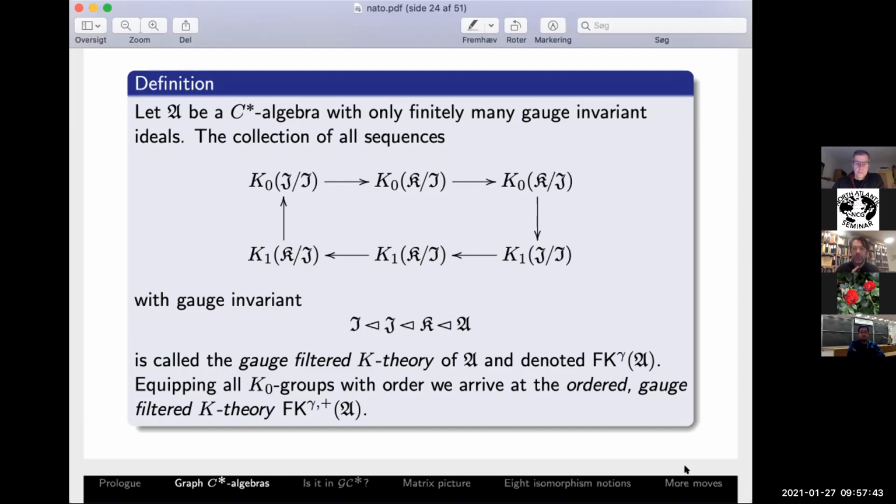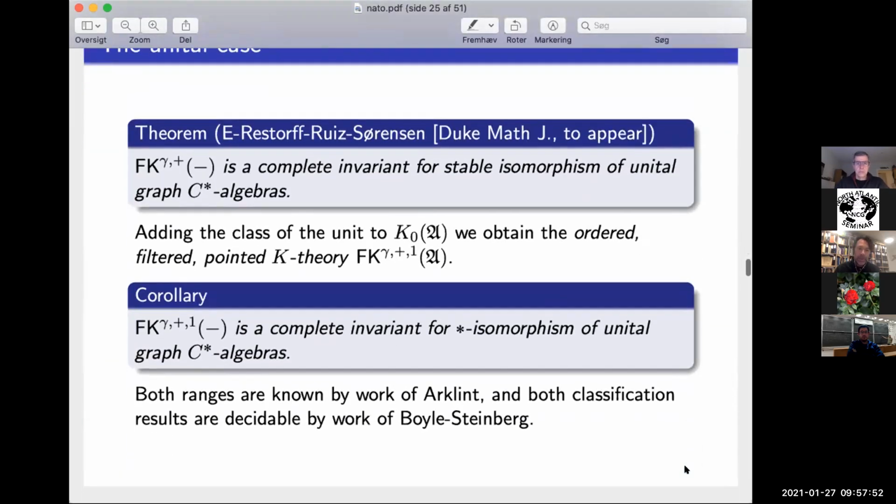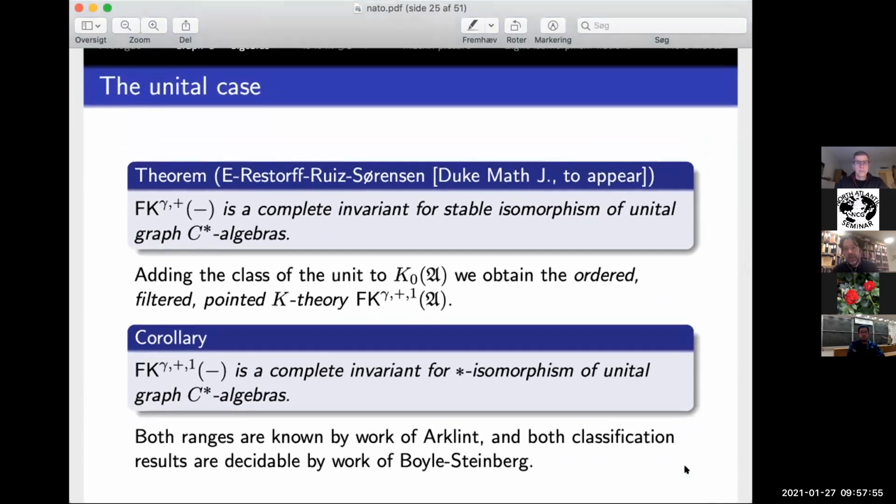So the kind of problem that you're looking into is something like having a circle, like in one of the examples I showed you. And then we have this very satisfactory result for classification for the unital graph algebras, right? So I'm asking now for the C-star algebra to be unital. That's the same as asking that there's only finitely many vertices. There might still be infinitely many, countably infinitely many edges. And then we prove that this gauge filtered ordered K-theory is a complete invariant.